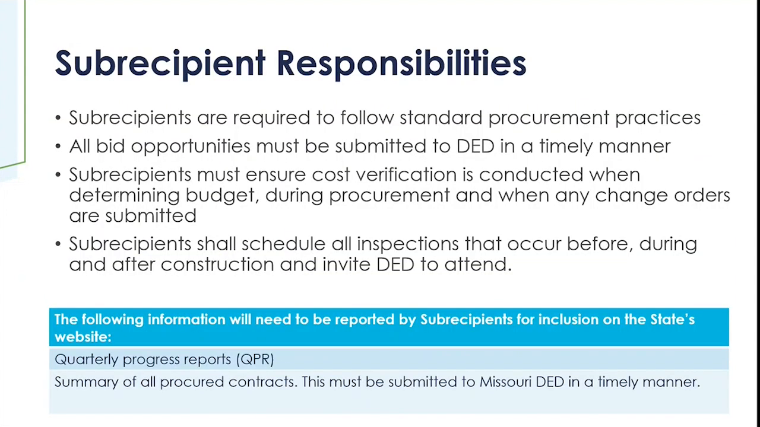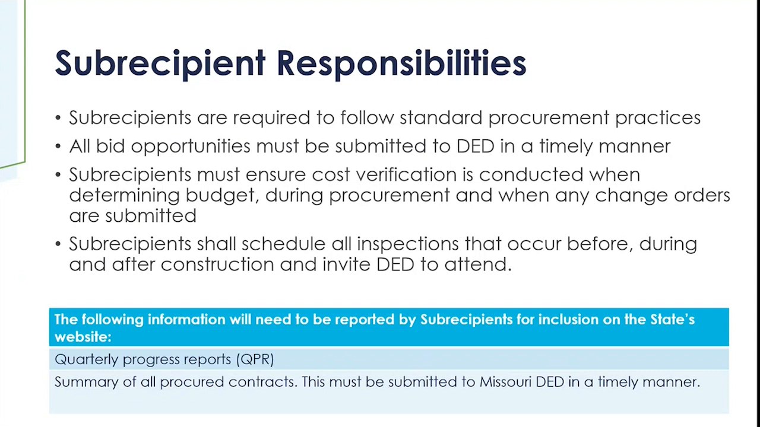Okay, so during the life of the project, the subrecipient does have a number of responsibilities. This is just a general overview. Of course, there are additional responsibilities as we discussed during the cross-cutting section, but just to highlight a few of the main responsibilities for subrecipients. Subrecipients are required to follow standard procurement policies, standard procurement practices. And that will include anytime there is a bid opportunity that must be submitted to DED in a timely manner. Also, when engaging in both procurement and determination of budgets, subrecipients must ensure that cost verification is conducted. And lastly, subrecipients are responsible for scheduling all inspections that are required during the implementation of the project, and they must invite DED to attend those inspections.